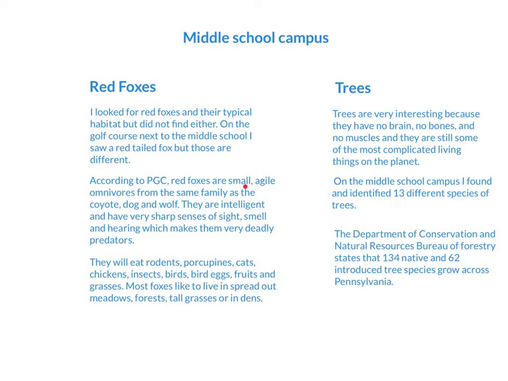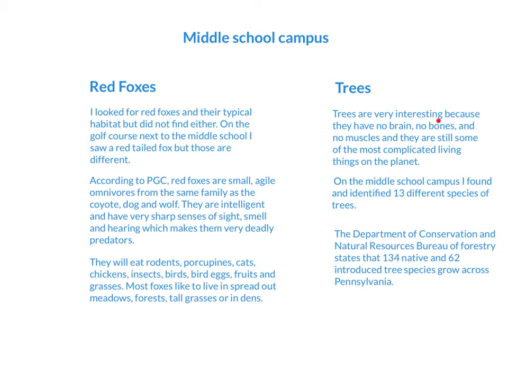According to PGC, red foxes are small, agile omnivores from the same family as the coyote, dog, and wolf. They are intelligent and have very sharp senses of sight, smell, and hearing, which makes them very deadly predators. They will eat rodents, porcupines, cats, chickens, insects, birds, bird eggs, fruits, and grasses. Most foxes like to live in spread-out meadows, forests, tall grasses, or in dens.